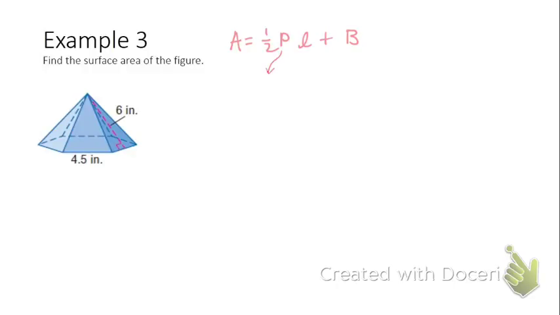So our perimeter of this one is 4.5 plus 4.5 plus 4.5 plus 4.5, 6 times. So you could even just do 6 times 4.5. Okay, and so what is 6 times 4.5? 27? So we have a perimeter of 27. What is our slant height? 6. We have a slant height of 6.